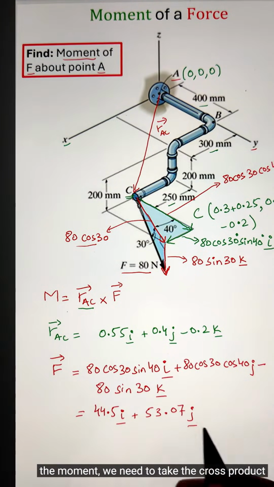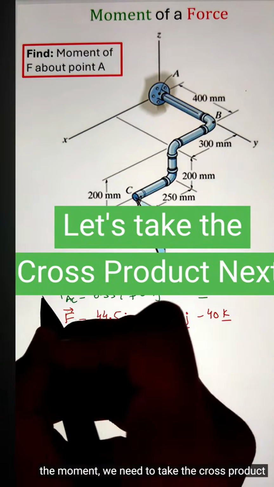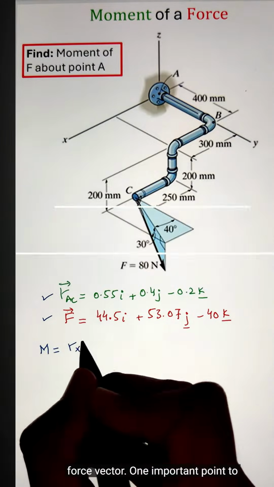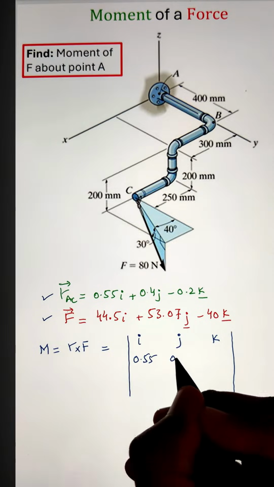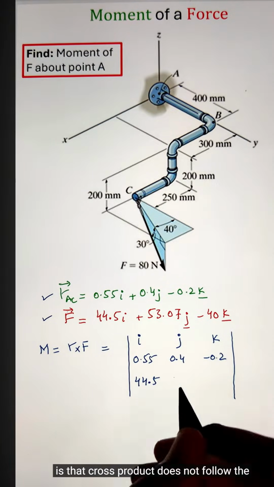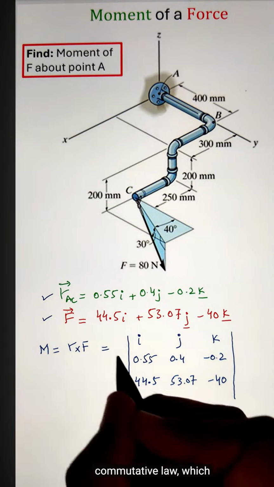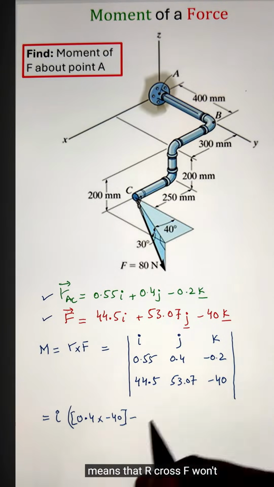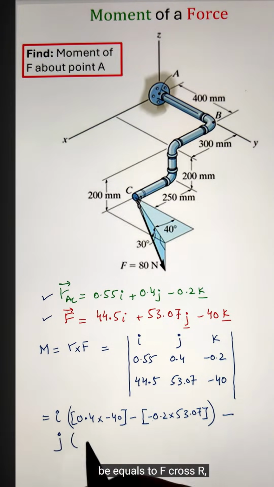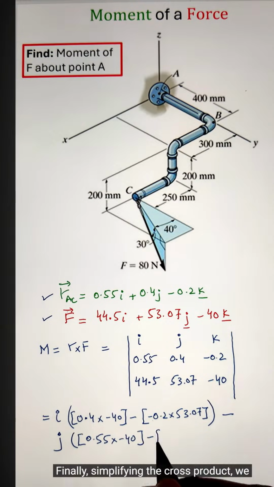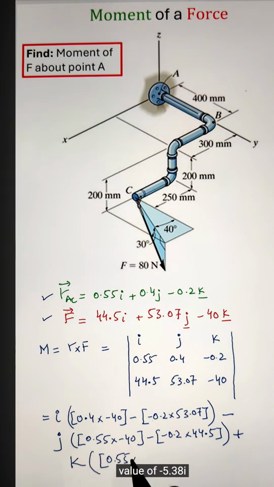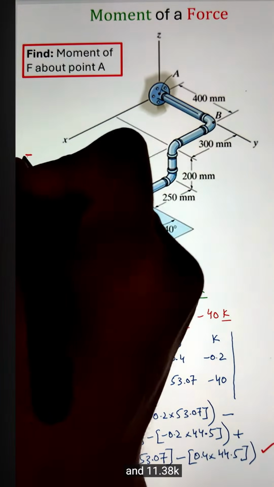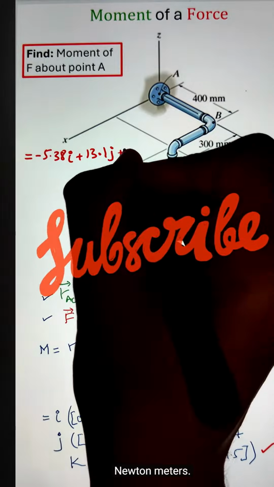Next, to calculate the moment, we need to take the cross product between the position vector and the force vector. One important point to remember while taking the cross product is that the cross product does not follow the commutative law, which means that R cross F won't be equal to F cross R. Finally, simplifying the cross product, we get the moment value of negative 5.38 i plus 13.1 j and 11.38 k Newton meters.